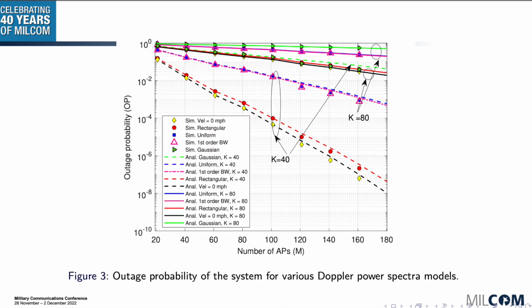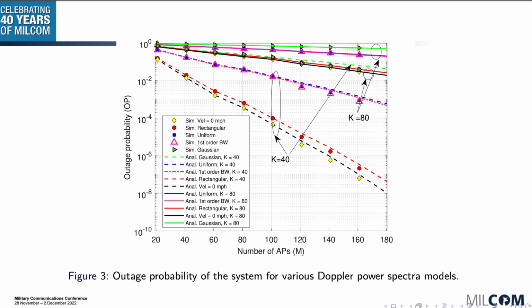This figure shows the outage performance of the considered system for various Doppler power spectral models. We have set the mobility to 20 miles per hour for all the Doppler power spectral models here. While comparing the mobile users for various power spectral models, the rectangular power spectrum model gives the best outage performance, as we could see in the figure.